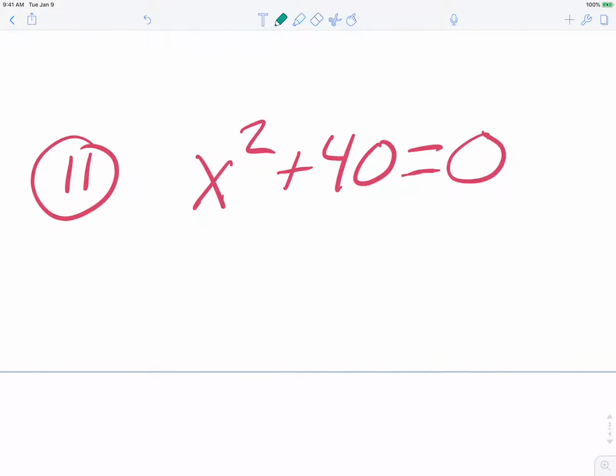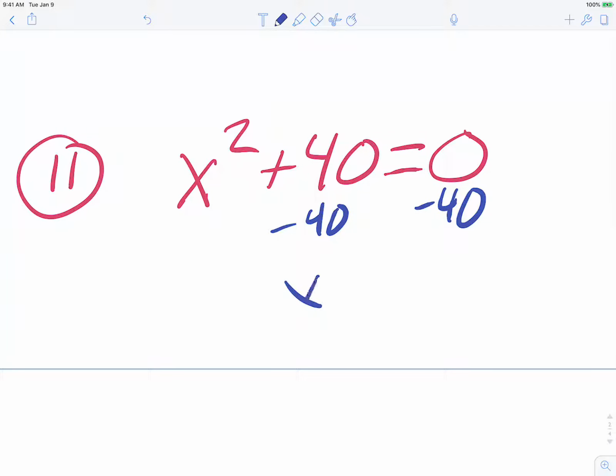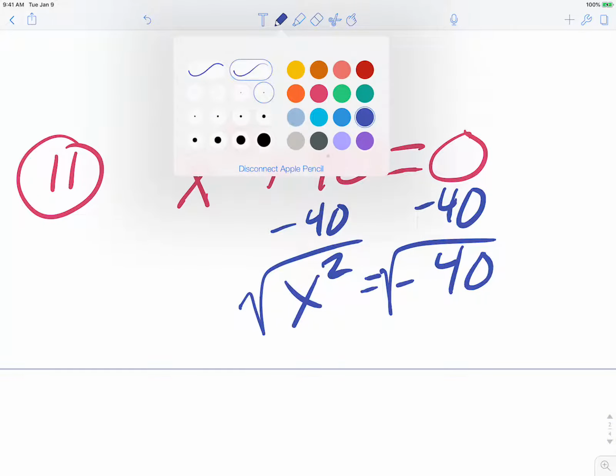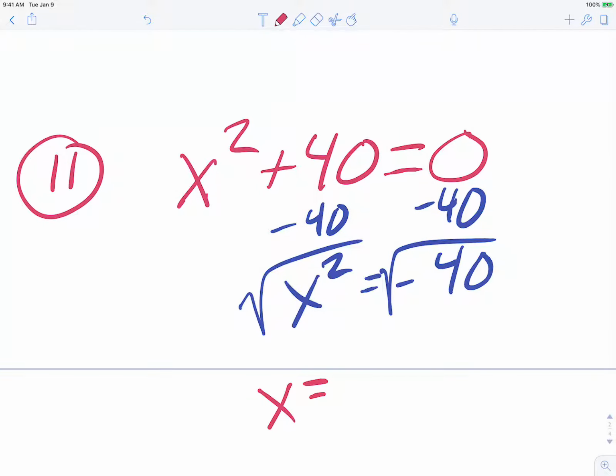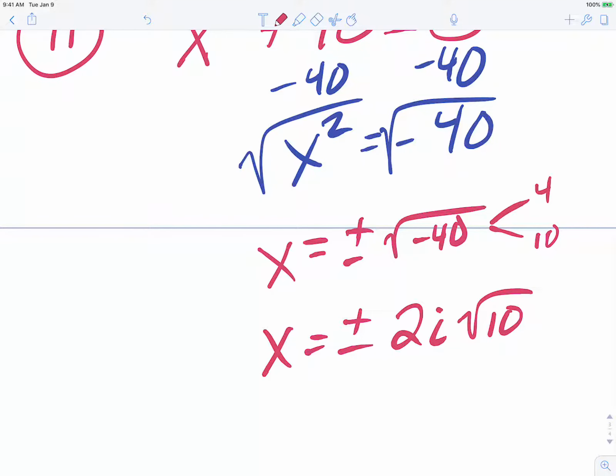And number 11. Again, get x squared by itself, subtract 40 from both sides. x squared equals negative 40. Square root both sides, and we end up with x equals plus or minus the square root of negative 40. So 40 is 4 times 10. 10 can be broken down into 2 times 5. It's not going to help us much. So we can take the square root of 4, which is 2, put an i there because we have a negative square root, and we have a square root of 10 that's left over. So x equals plus or minus 2i root 10.